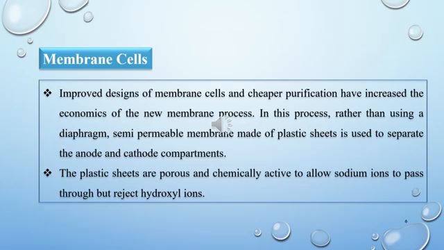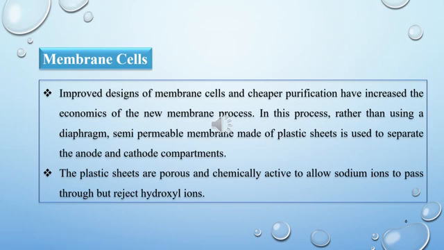Here in the membrane cell process, that diaphragm is replaced by the semi-permeable membrane, which is made of plastic sheets. That semi-permeable membrane or those plastic sheets are chemically active, which will allow the sodium ion to pass through it, but it will not allow the sodium hydroxide or hydroxyl ions to pass through it.